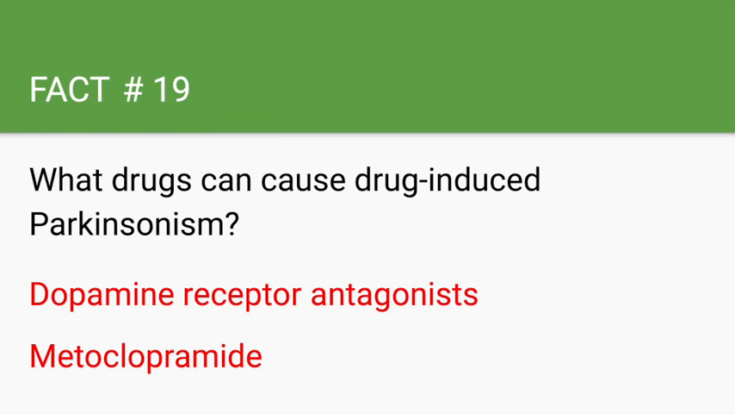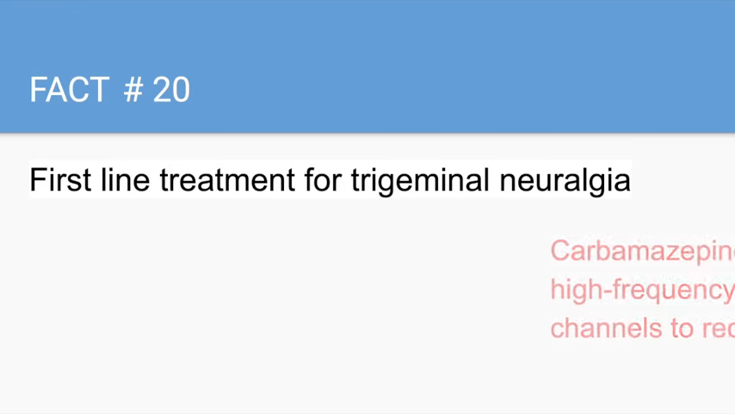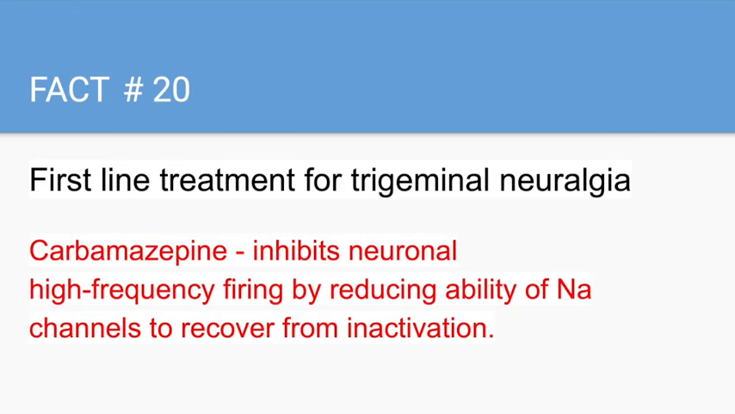What is first-line treatment for trigeminal neuralgia? Carbamazepine. It inhibits neuronal high-frequency firing by reducing the ability of sodium channels to recover from inactivation. So it's very important that I mention the mechanism of action here because this question is so common on exams and on the USMLE. So instead of just listing carbamazepine, they've started to list the mechanism of action of the drug instead. So just take a closer look at this and commit this to memory.